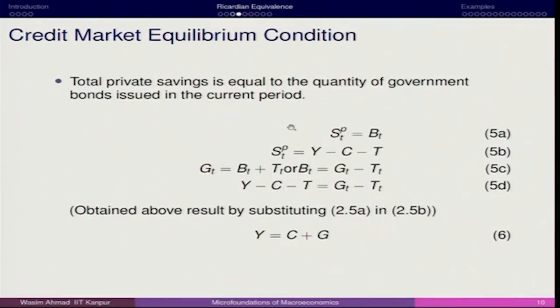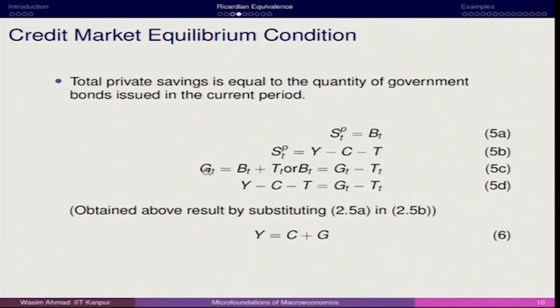So, if I am talking about private savings, private savings is nothing but income minus consumption minus taxes. The government is charging some amount of taxes, so the saving is nothing but the disposable income minus the consumption of the individual. Now, this tax is going to the government.